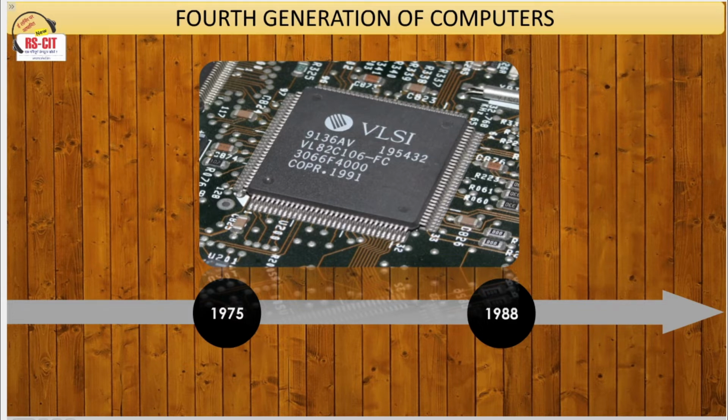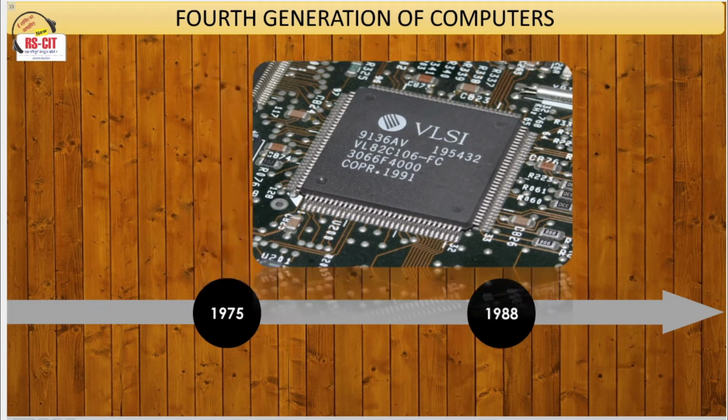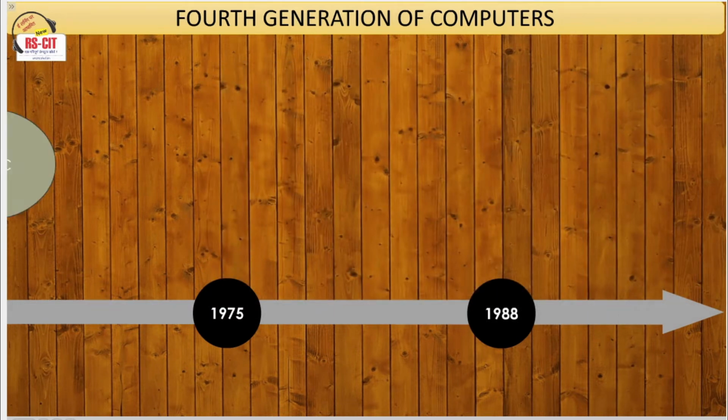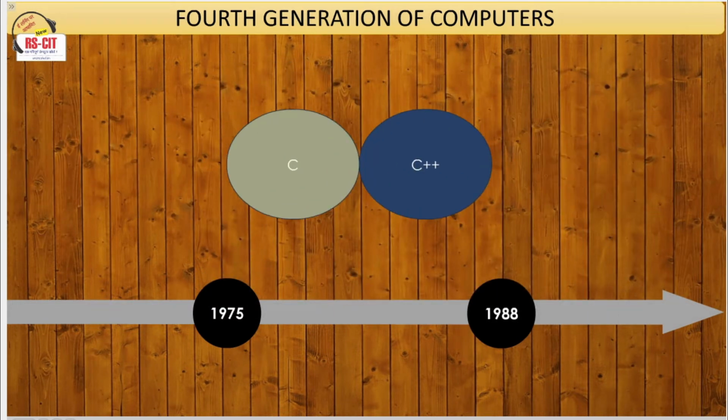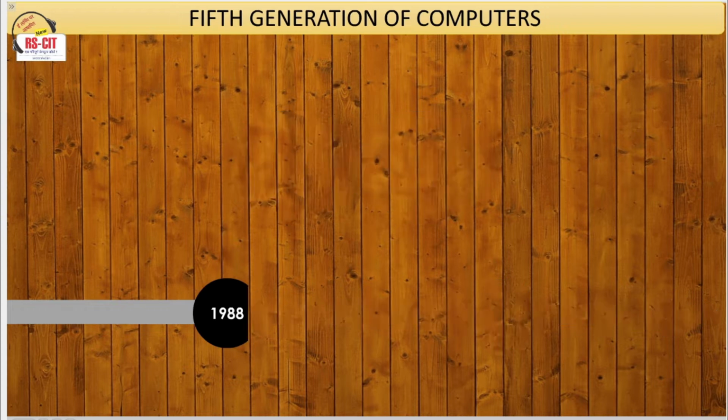The size of the computers reduced, which gave rise to the new name desktop computer or personal computer. In this generation, the concepts of time sharing, real-time processing, and distributed operating system were used. New high-level languages like C, C++, and databases were used in this generation.